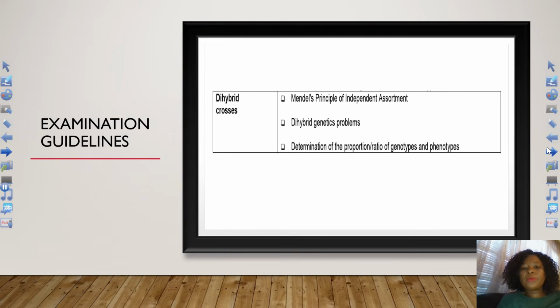We did some problems involving monohybrid crosses where we were crossing one characteristic. So we are going to be looking at dihybrid genetic problems. Then lastly, we must also be able to determine the proportion or the ratio of genotypes and phenotypes when we are doing these genetic problems, as we did with the monohybrid crosses.